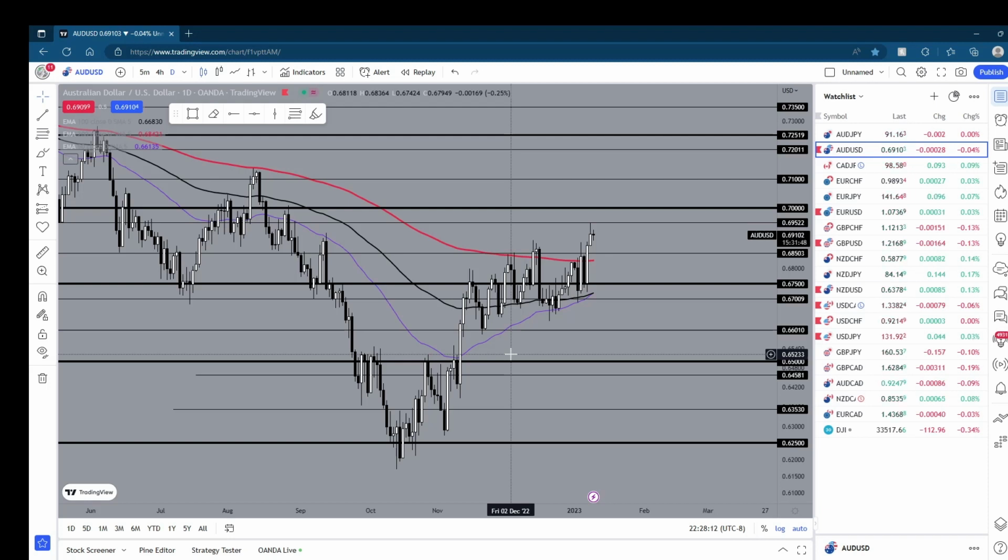But as of now, for this week, January 9th, 2023, I'm going to be doing only pairs that include the US dollar with major crosses.